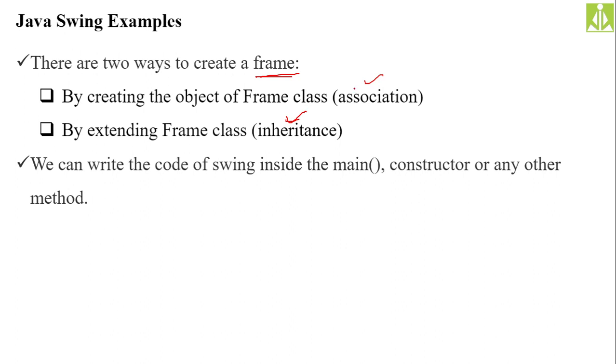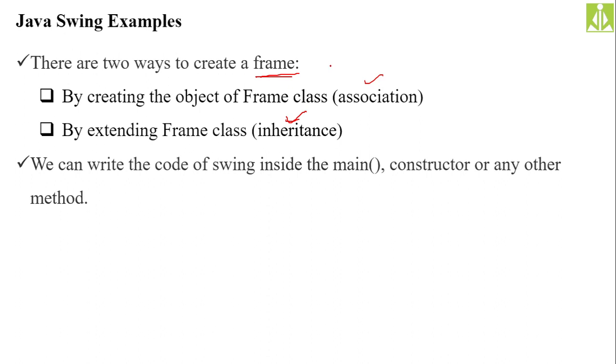Then we have association. Instead of inheriting from the frame class, we write our class like a regular class, and inside that regular class we create the object of the frame class, and using that frame object we do many things, like adding the components, setting the size, and setting the boundaries.